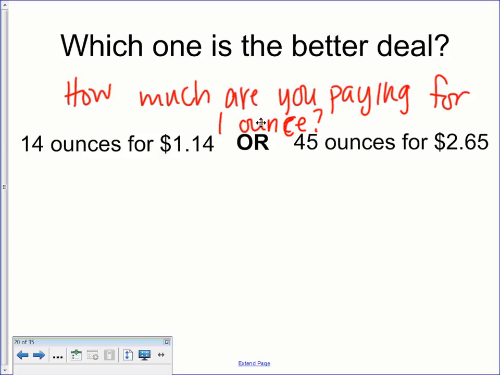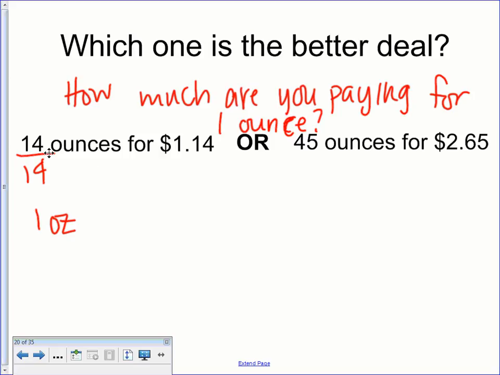So that tells me that I have to somehow get 14 ounces down to 1. How do I do that? What operation? I could add, subtract, multiply, or divide. Well, adding is not going to work. When we're trying to get a unit rate, we don't normally subtract. So it would be 14 divided by 14 equals 1 ounce. OZ is the abbreviation for the word ounces.